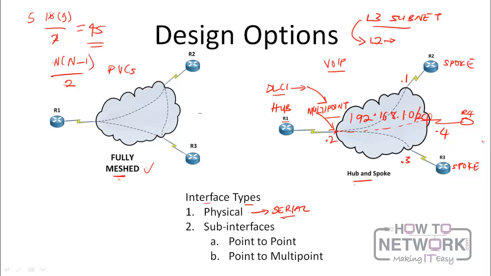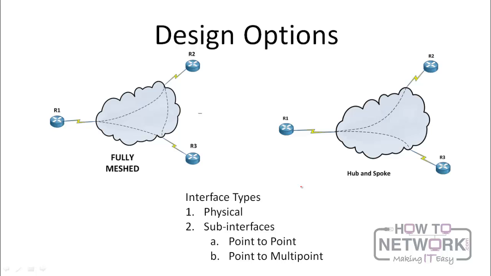Now, aside from the physical interface, we also have subinterfaces that can be used in frame relay, and we have two types of subinterfaces. So when you go under the physical interface and, for instance, say interface serial 0/0, you can set the encapsulation to frame relay. You can create a subinterface and say interface serial 0/0.1, for instance. And at that point, you have to specify whether it's going to be a point-to-point subinterface or a multipoint subinterface.